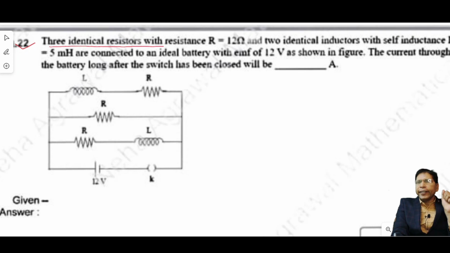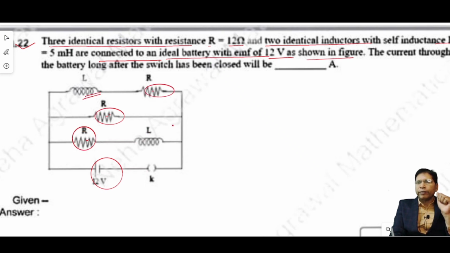Now question number 22. Three identical resistors with resistance R equal to 12 ohm and two identical inductors with self-inductance 5 Henry are connected to an ideal battery of EMF 12 volt as shown in the figure. This is the 12 volt battery, these are the resistors, and there are two inductors. We need the current through the battery long after the switch has been closed. After a long time, the inductor offers zero resistance.